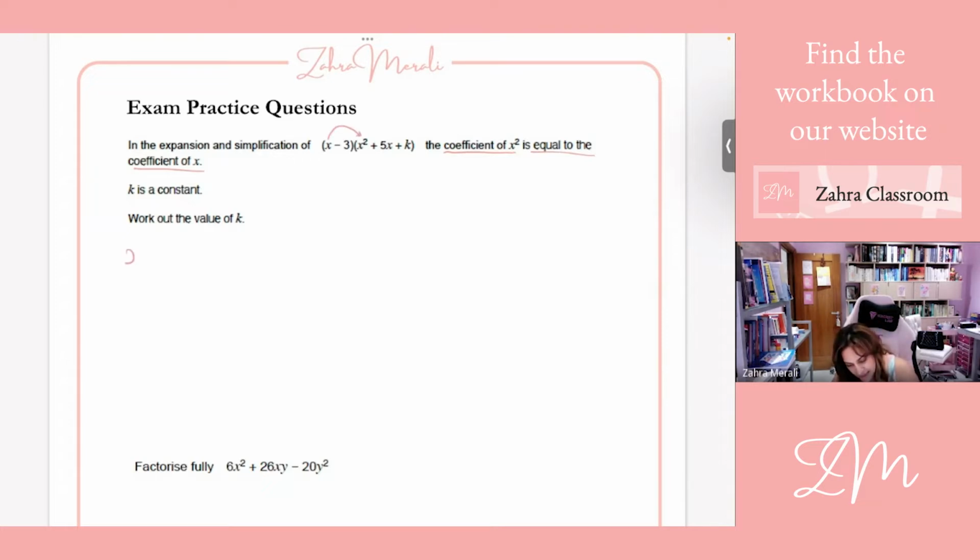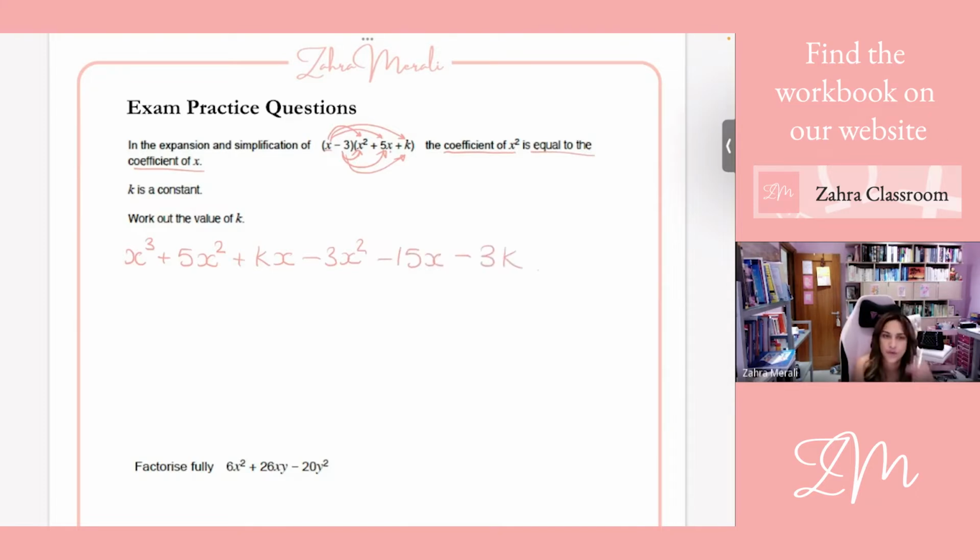x times x, x cubed. x times 5x gives me 5x squared, plus kx, which is x times k. So I'm multiplying those all out and then multiplying everything by minus 3. So I get minus 3x squared minus 15x minus 3k.